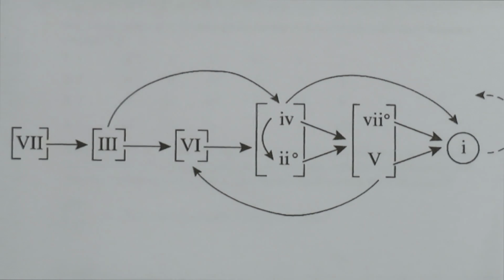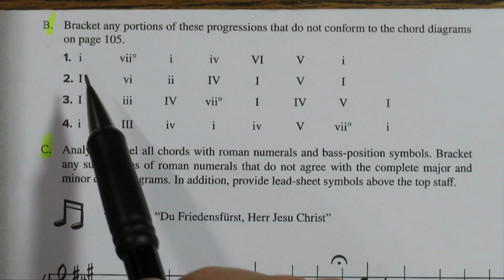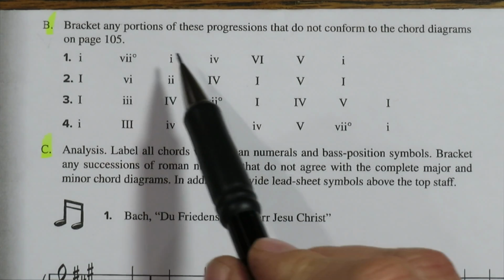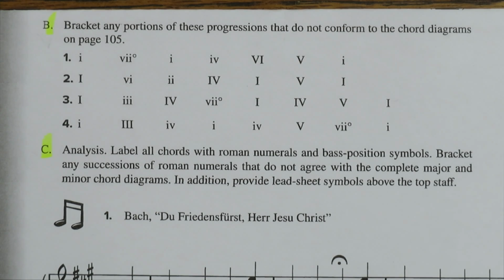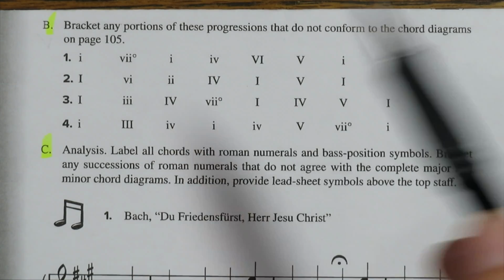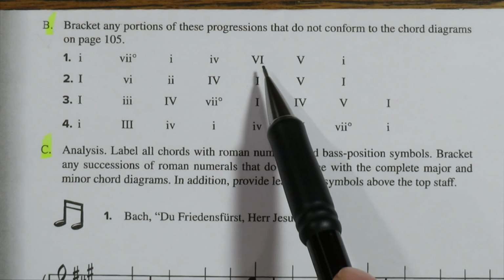Okay, so let's check it out. We have a 1 going to a 7, back to a 1. And we know 1 can move to any chord. So, yes, the 1 can move to the 7. And the 7 diminished does like to go to the 1. That's its primary function. So far, so good. 1 can move to 4. And let's see, does 4 like to go to 6?